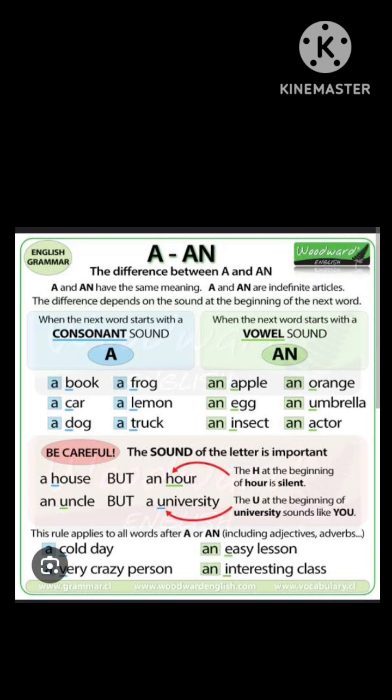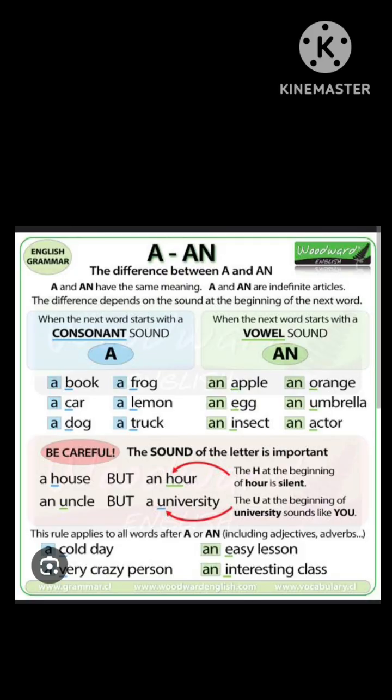Uses of the indefinite article an: before words beginning with a vowel sound, a, e, i, o, u. These are the sounds, like an apple, an egg, an umbrella. Before words beginning with a silent h, like hour and honest and honorable, we use an.